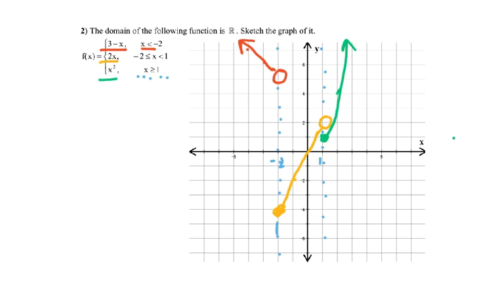So this one here, x squared, is not a straight line because it's not a linear function because of this power. And so that's the reason why it's not a straight line here. It actually should be a little bit curved.